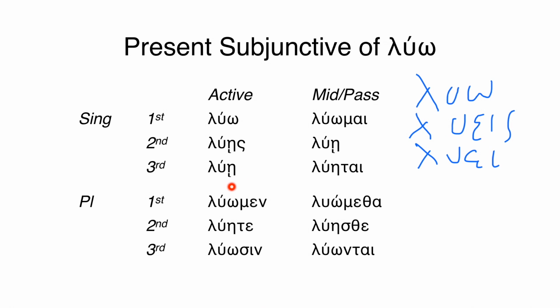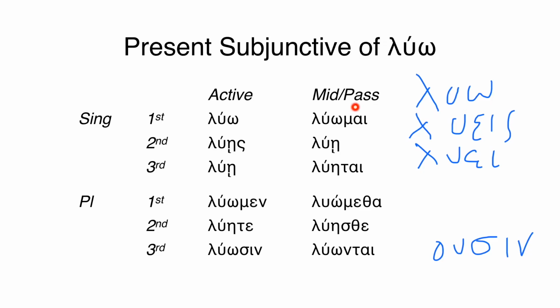Moving on down, we have the first person plural, the omen with the omicron in the indicative is lengthened to an omega. The epsilon in the second person plural is lengthened to an eta. And the ousin of the indicative form in the third plural is lengthened to an omega. So these are the present active subjunctive forms. They're quite straightforward to learn as long as you remember that rule of lengthening the vowel in the personal endings.